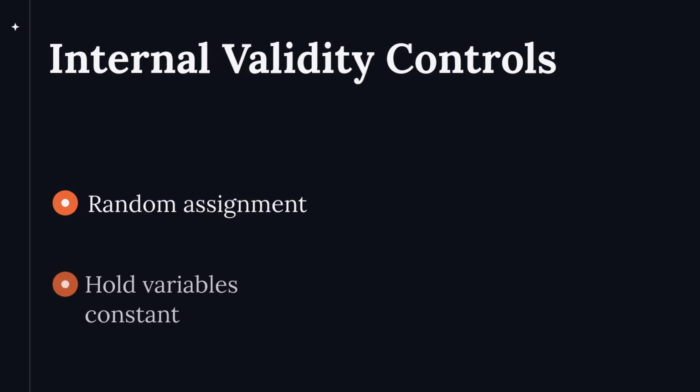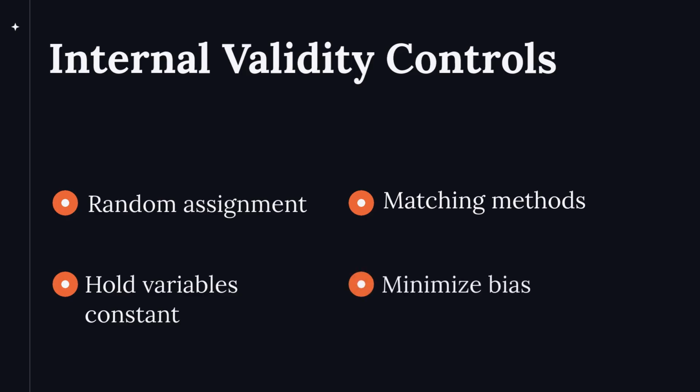Controlling extraneous variables is crucial for internal validity. Random assignment and matching are common methods. Holding variables constant enhances reliability. Randomization minimizes bias in group allocation. These controls strengthen the study's conclusions.